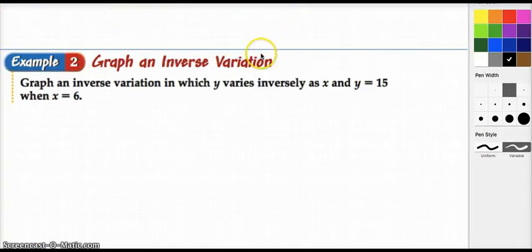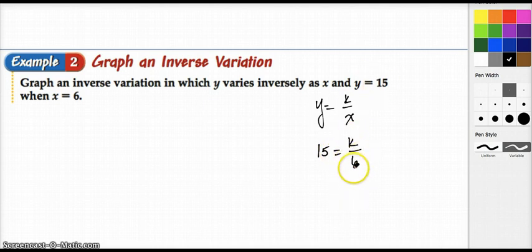So here in this example too, we're asked to graph an inverse variation, and they give us a little bit different information. They say graph an inverse variation in which y varies inversely as x and y is 15 when x is 6. So here, y equals k over x. That's the gold standard, or the form that we're going to use when we recognize we have inverse variation. So now we're just going to put the numbers in. 15, that's y, is equal to k over 6, 6 being x, and this is going to help us solve for k. We can find our k value this way.